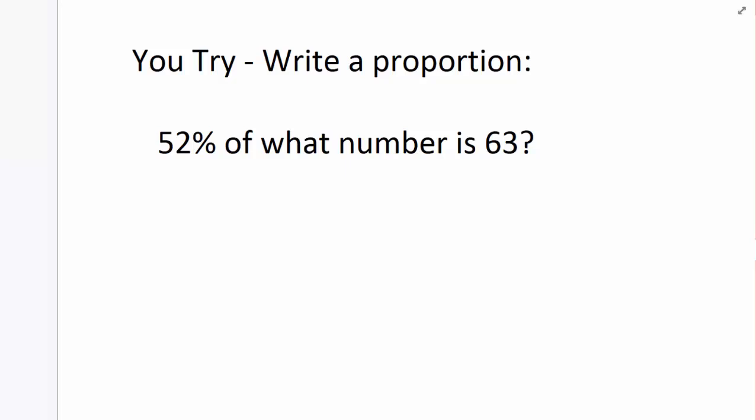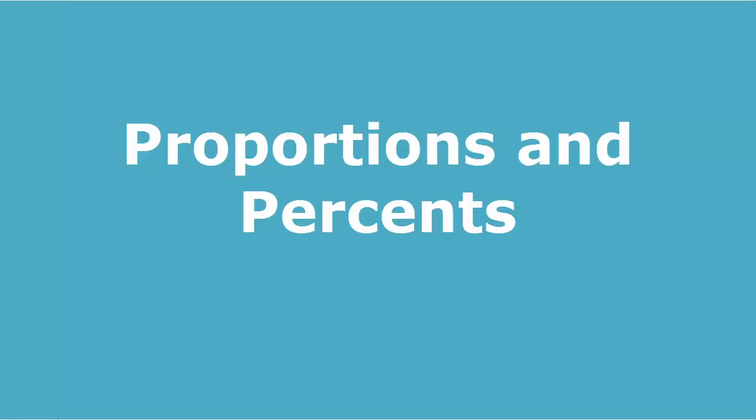Here's one for you to try. 52% of what number is 63? And here's the proportion. Notice what we didn't know this time was the total, so our variable ended up in the denominator. In this lesson, we used proportions to make estimates and work with percents.